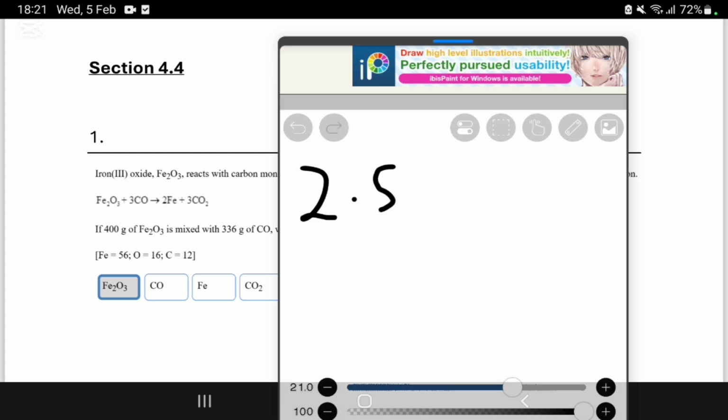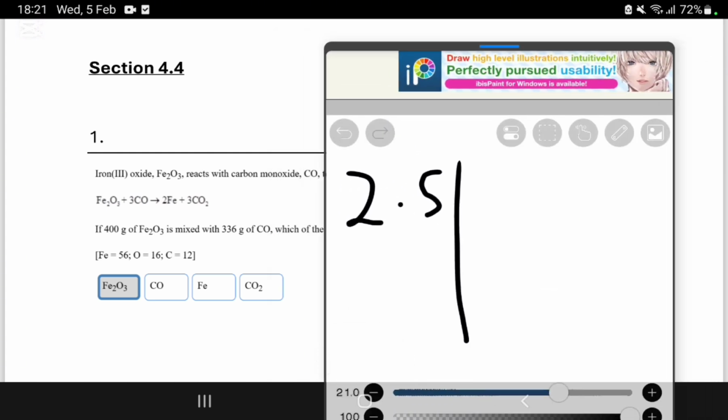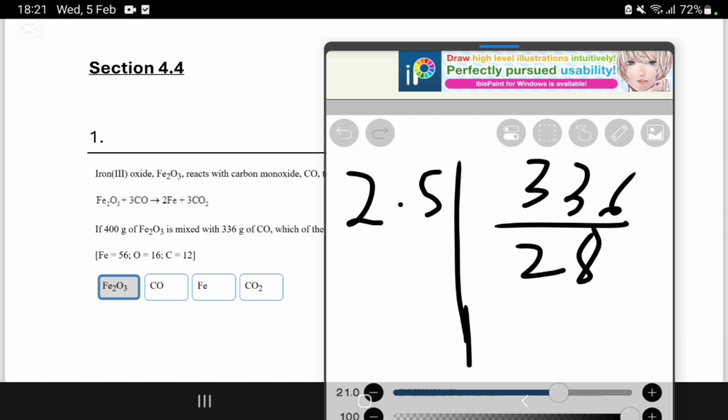And then we're going to have to find the moles of CO. So the mass of CO is 336 divided by the molar mass, which is 28. 336 divided by 28, which will give us 12.